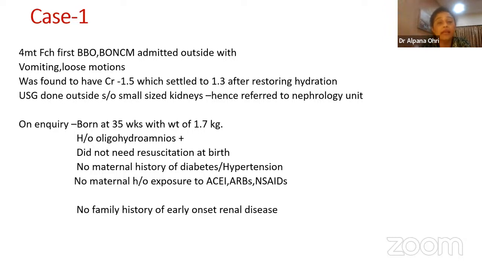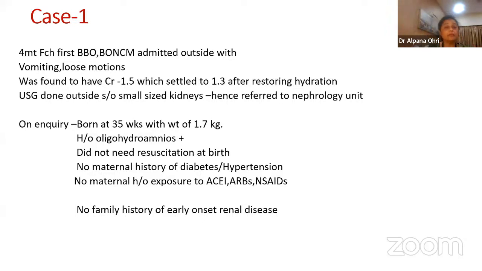I would like to present a case of a 4-month-old female, first by birth order, born out of non-consanguineous marriage, who was admitted outside with vomiting and loose motions. She was found to have a creatinine of 1.5, which settled to 1.3 after restoring hydration. Sonography done outside was suggestive of small-sized kidneys and hence she was referred to the nephrology unit.